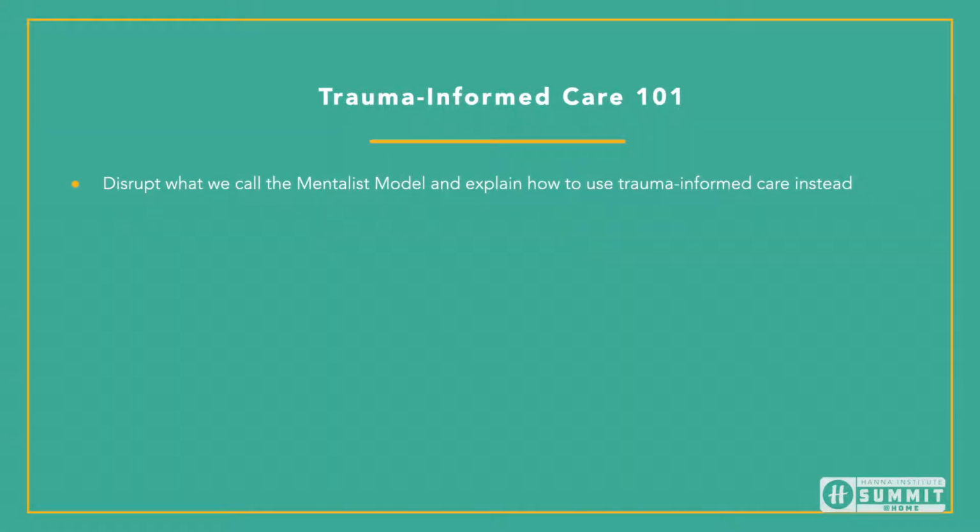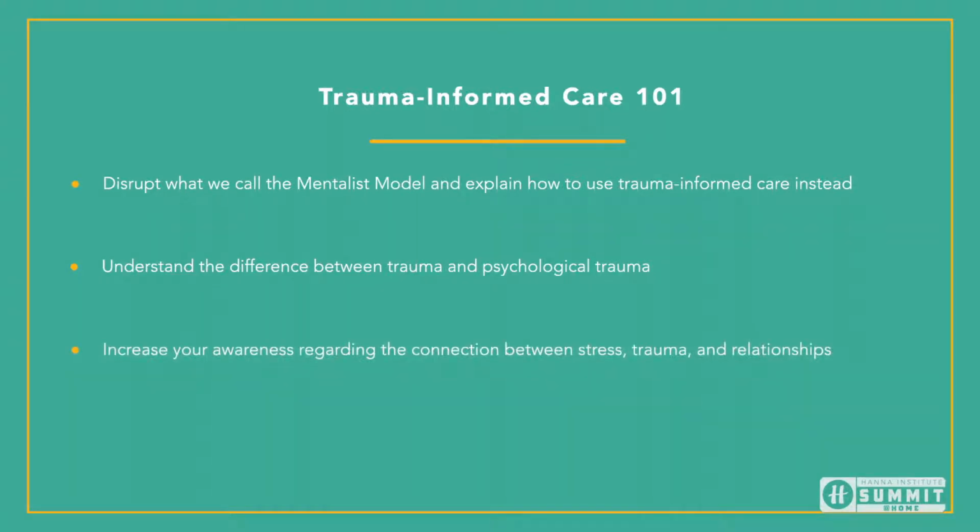Let's cover the 3 different sections of what will be explored in the next 20 minutes. Number 1, we will disrupt what we call the mentalist model and offer suggestions on how we can enter a trauma-informed care model instead. The second is dissecting the difference between trauma and psychological trauma. The third is increasing our awareness regarding the connection between stress, trauma, and relationships. Let's begin with the mentalist model.